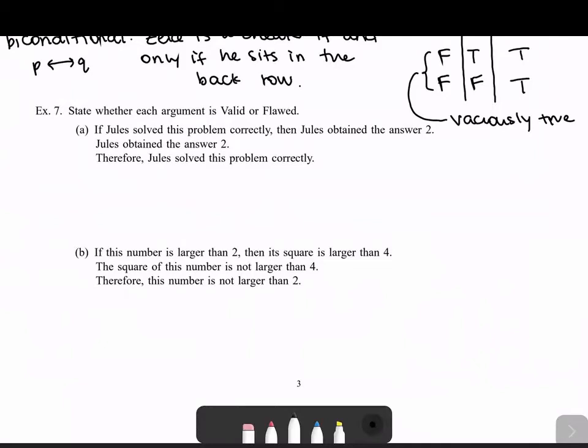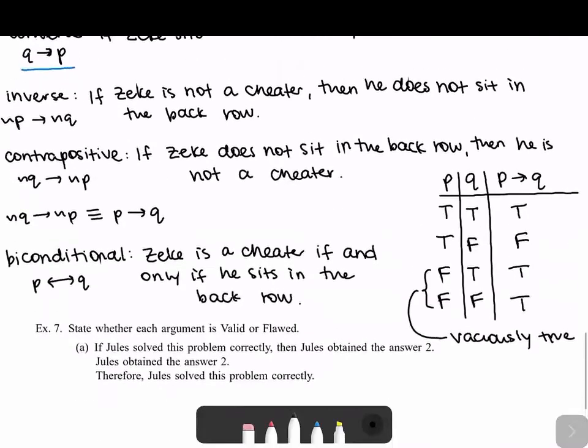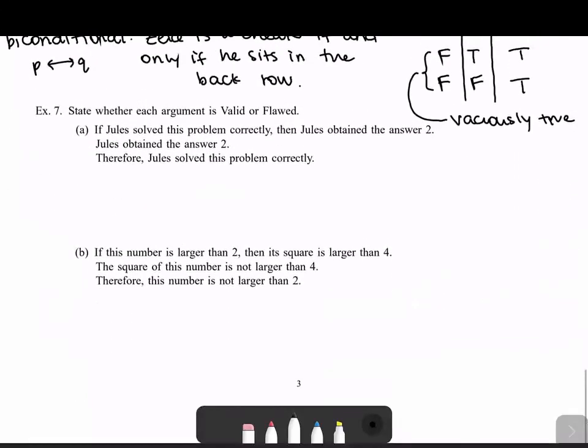So if Jules solved this problem correctly, then Jules obtained the answer 2. So rather than look at these with all the words, just like when we wrote here above, right, the different forms, it's easier to just think about this in symbols because you don't have to deal with all the other things. So let's look at this first if-then statement. If Jules solved the problem correctly, we're going to have that be our P, then Jules obtained the answer 2. We're going to have that be our Q. So we can identify the rest of the argument this way.